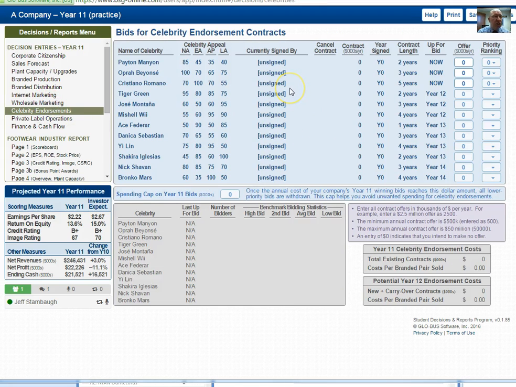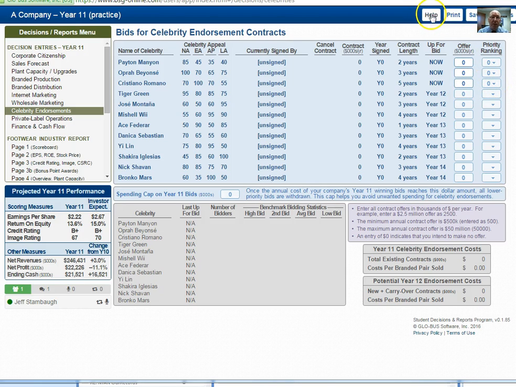Celebrity endorsements, you can see that there are 3 celebrity endorsements available this year. One, Peyton will sign for a 2-year contract, Oprah for 3, and Cristiano for 5. This can get a little bit confusing about how much to offer, your priority ranking and your total cap. Celebrities can be a big deal when you pay the right price for them. So make sure that you understand how to get into the help screens on this.